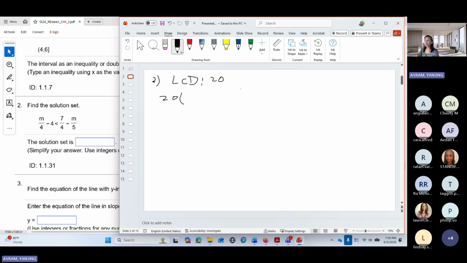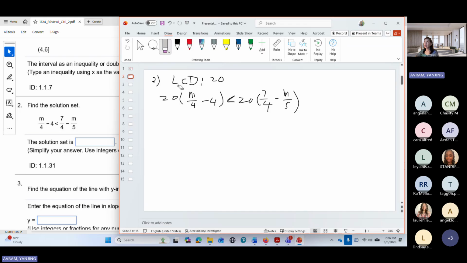So you have 20 times the left-hand side, m over 4 minus 4. And then you also need to multiply the right-hand side by the same number, of course. Since the number I multiply by is positive, I don't change the inequality direction. Solving an inequality is very similar to an equation. The only difference is that if you divide or multiply by a negative number, you have to change the inequality direction. Otherwise, if I change this into an equal sign, the solution method would be pretty much similar.